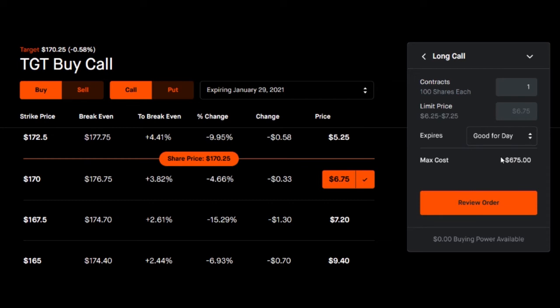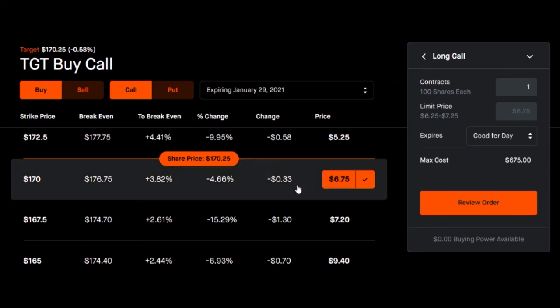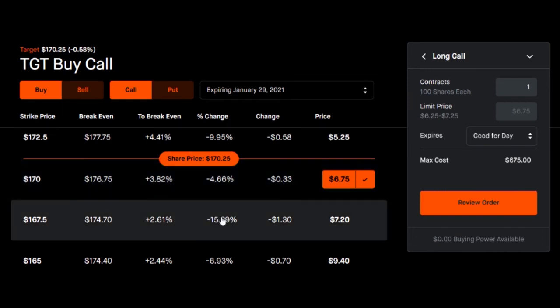Okay. Now, what we can also see is how much this options contract has changed today. So this options contract actually fell by 4.66%. This one fell by 15%.